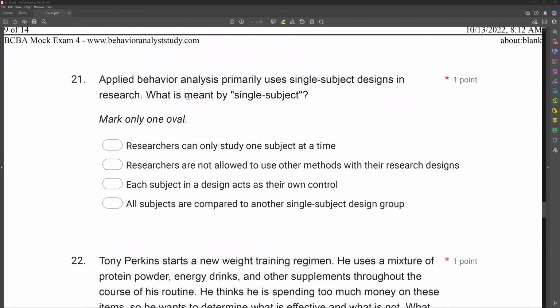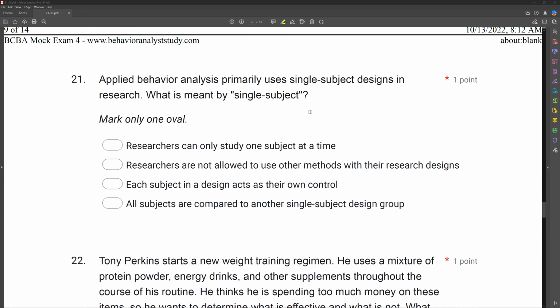21. Applied behavior analysis primarily uses single subject designs and research. What is meant by single subject? Hear it all the time, probably taking a full class on single subject. Why is it called single subject design? And why do we use it? Well, the idea behind single subject design is we can look at how our interventions affect individual people, right? That's why most of our designs are very small. Even multiple baseline, we're really only looking at 3, 4, or 5 subjects at once.